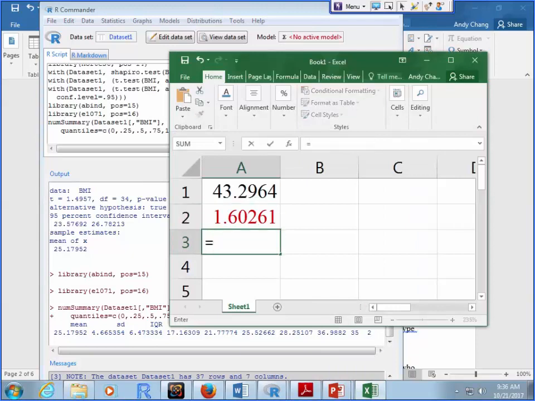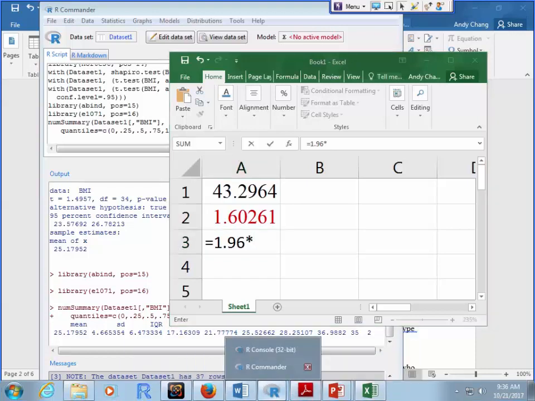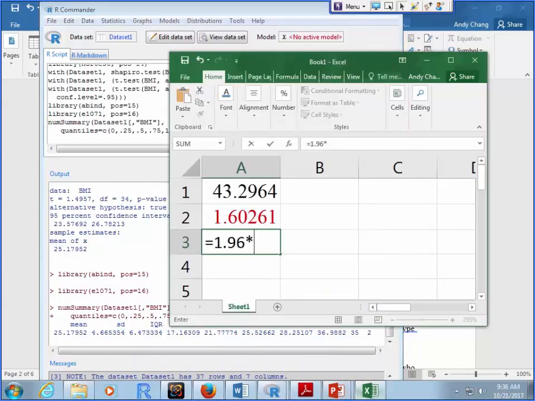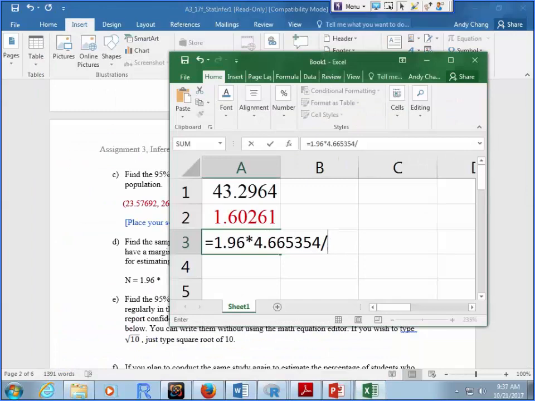So maybe we can just use that. So it is actually, let me just do it here, 1.96 times, what was it? I had it, right? I copied it, and I forgot I copied it, so I'm going to just paste it. Yeah, okay. And then divide by the margin of error, we said it's no more than 0.2, so that's the margin of error, 0.2, right? So we then put parentheses on both sides.